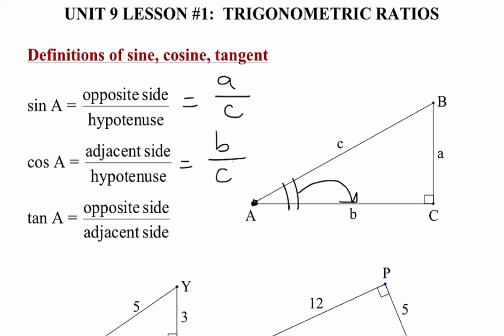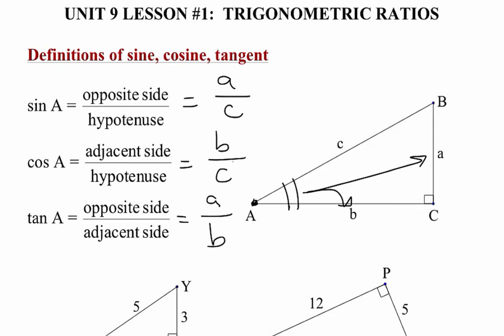And then the tangent of this angle A is the opposite side, which you already identified as A, over the adjacent side, which we already identified as B. So A, B, and C represent any number that could ever be on a right triangle, and these three ratios always exist on every right triangle. So we're going to use these definitions to set up ratios and find some missing sides.